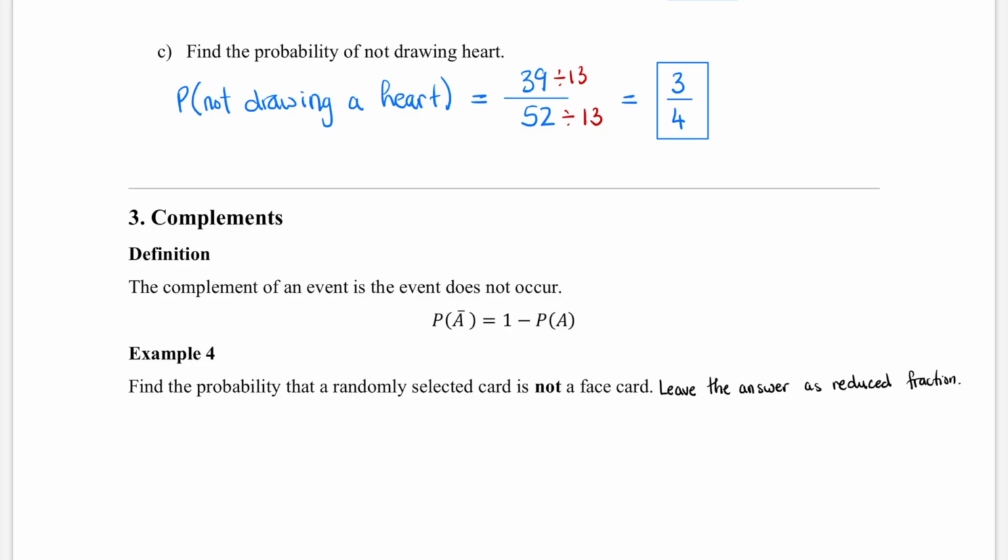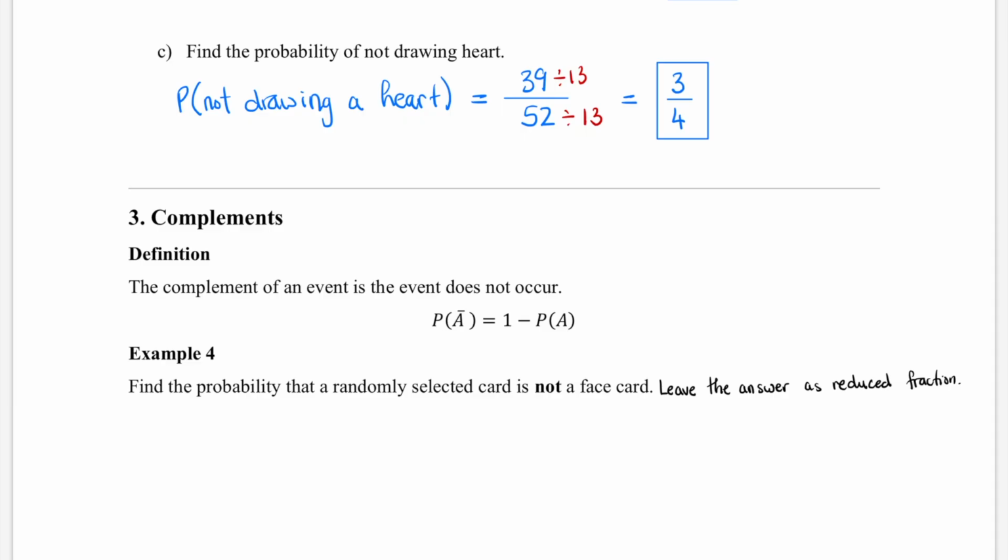And we use a bar on top of the event to represent the complement. So when you see an event with a bar on top, that means we're talking about the complement of that event. So the probability of the complement of A equals 1 minus the probability of A.